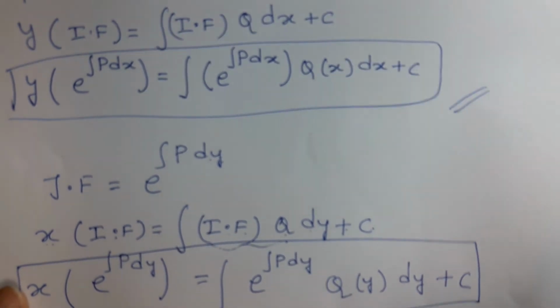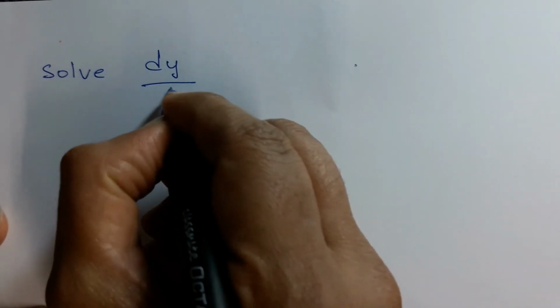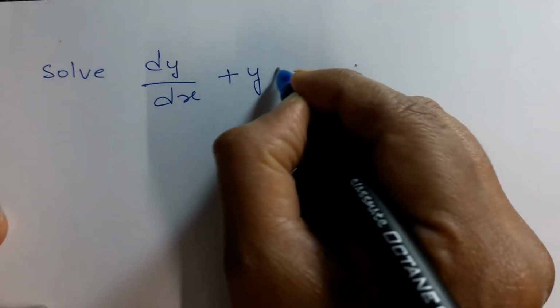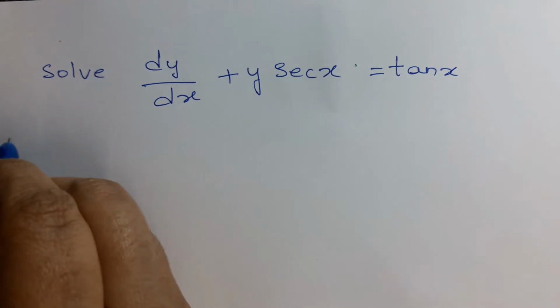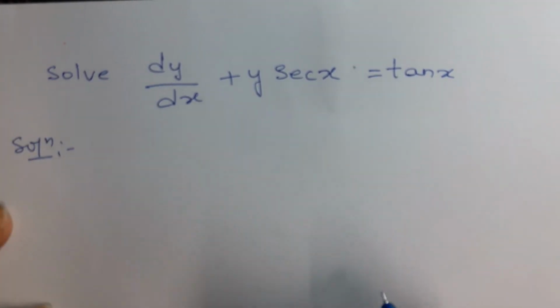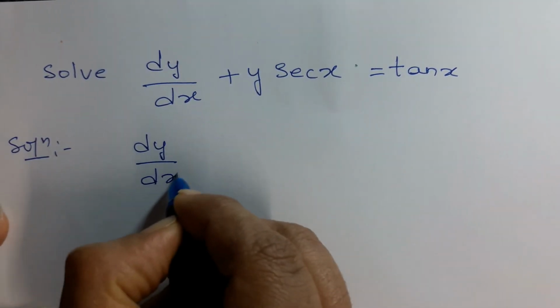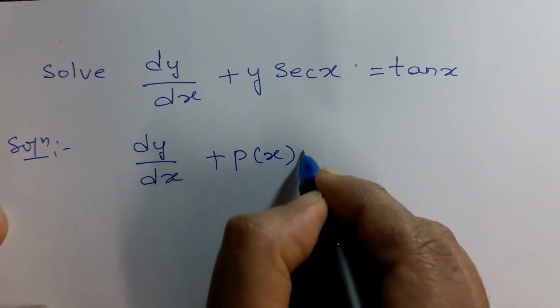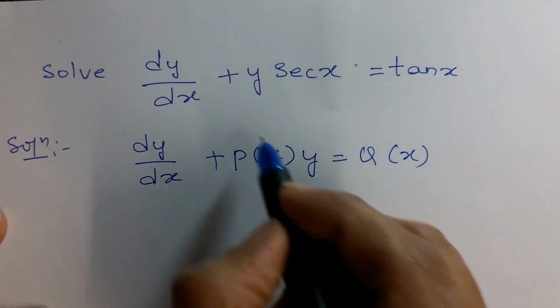Okay, so take a look at one problem, a simple problem. I will explain it to you. Now the problem is like this: solve dy by dx plus y secant x is equal to tan x. Looking at this differential equation, you can easily judge the equation is linear in y. Let me compare this with the general form: dy by dx plus p of x into y is equal to q of x. This is the general form. So compare this. The equation is linear in y.